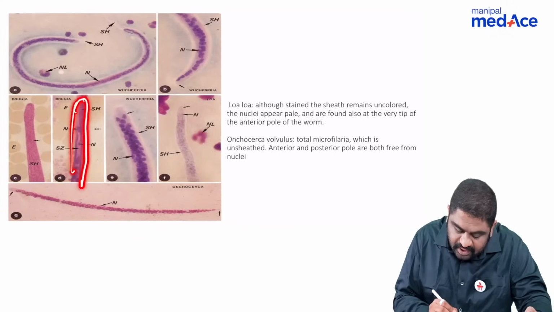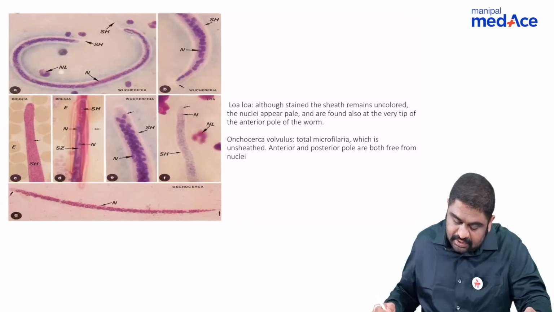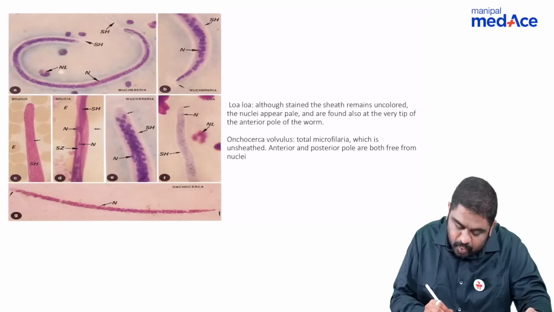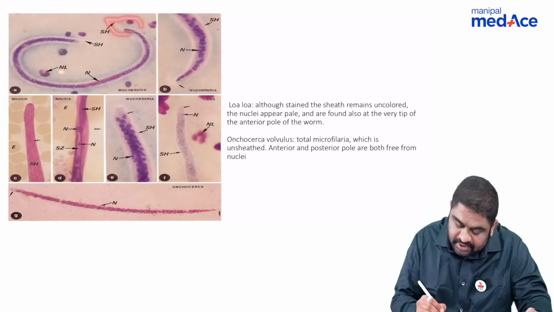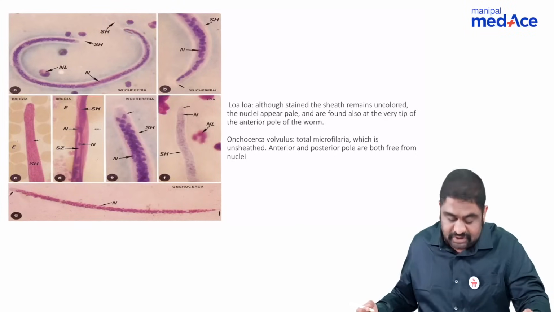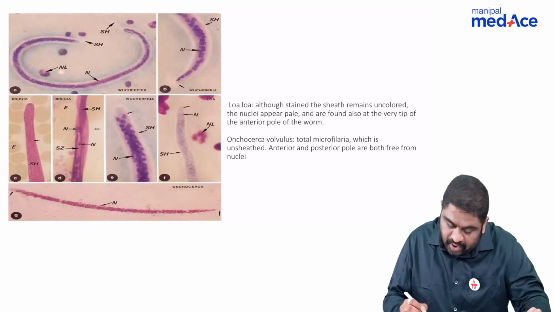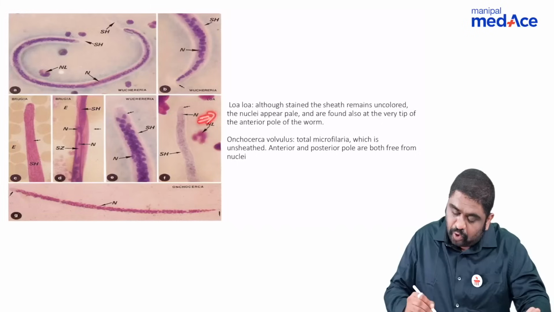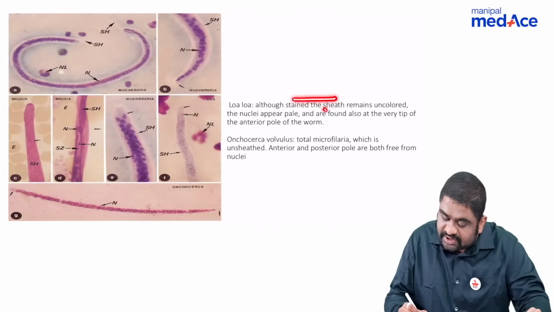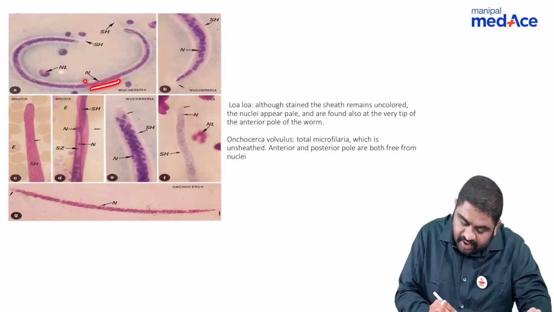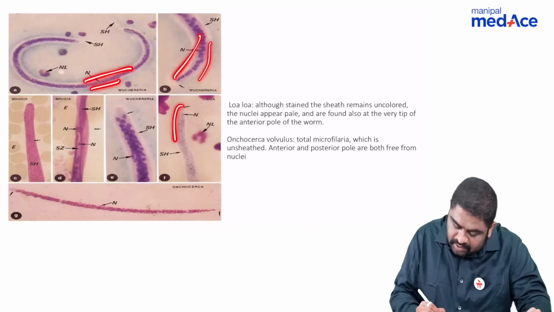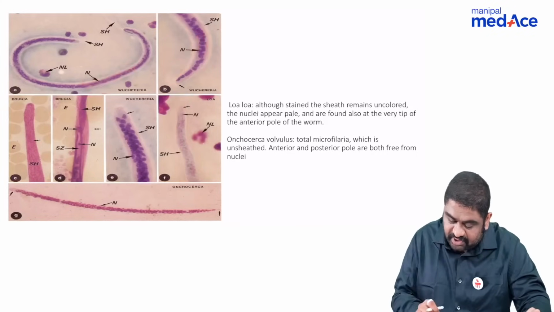If this is the area, the nuclei can be present till here. When it comes to Wuchereria, you will be able to see this much amount of space where you will not be able to see the nuclei. When it comes to Loa loa, although stained, the sheath remains uncolored. Look at this. Here you are able to have an idea about the sheath, but here there is no proper demarcation of the sheath. Have a look at this.